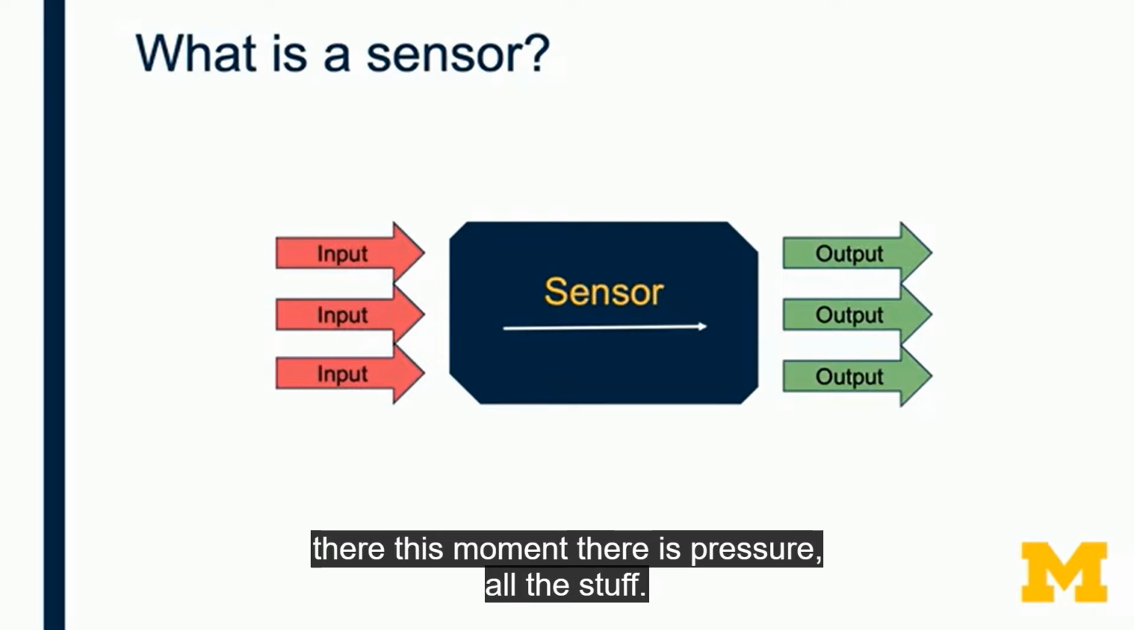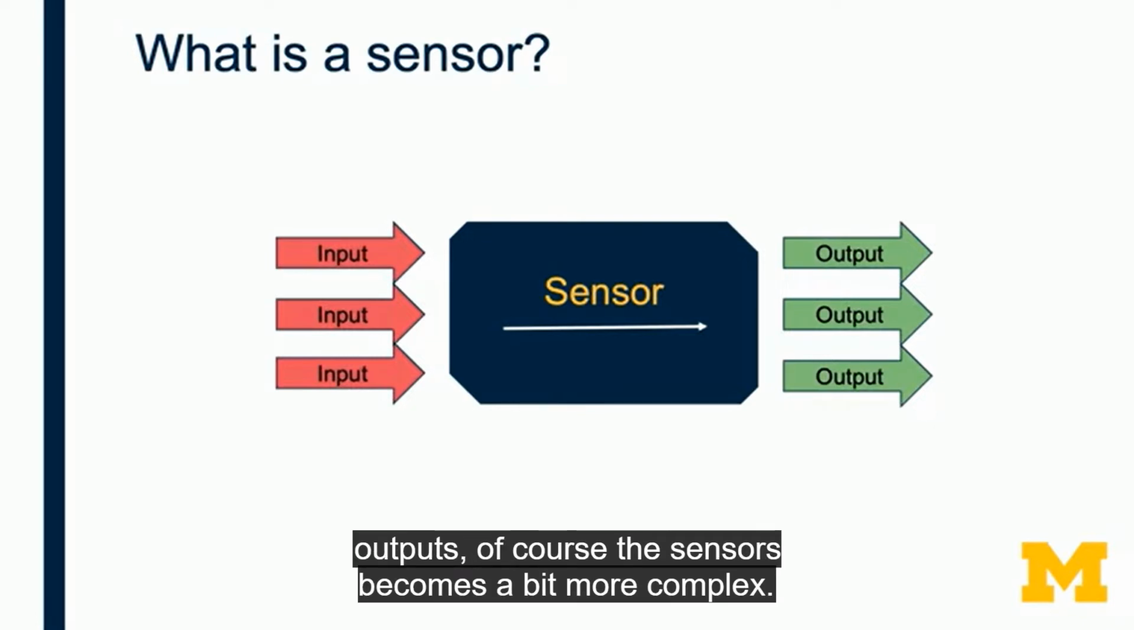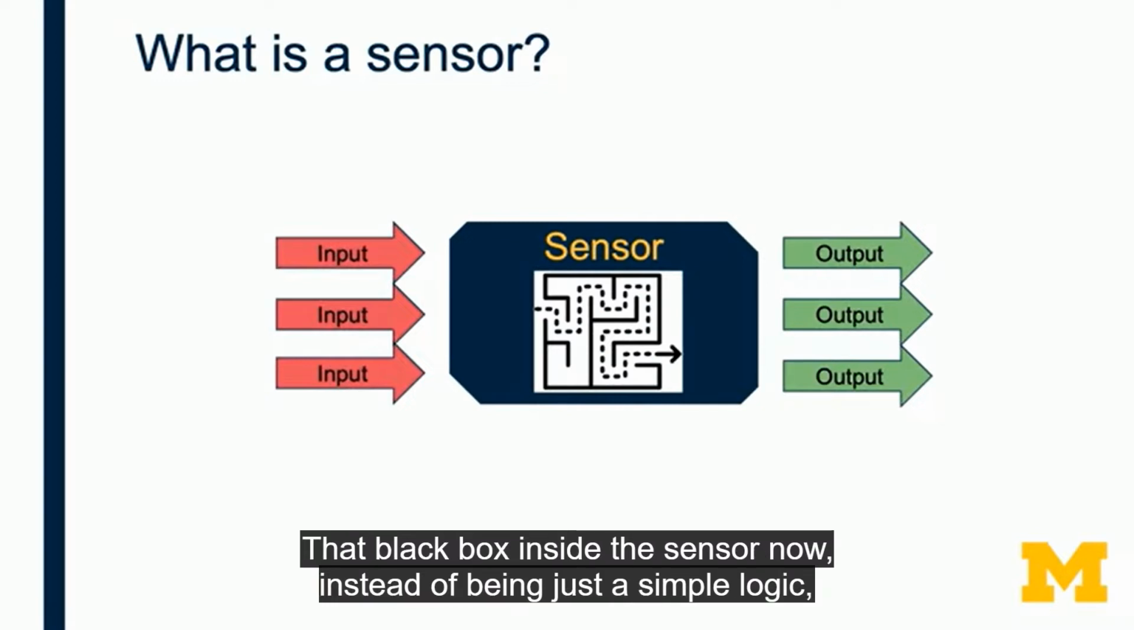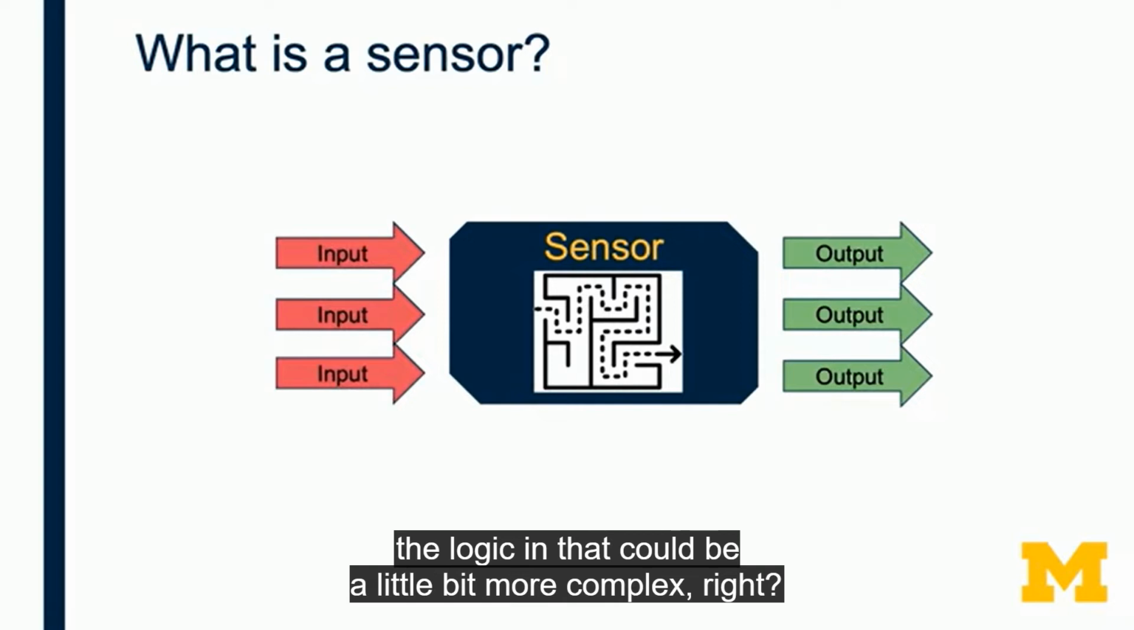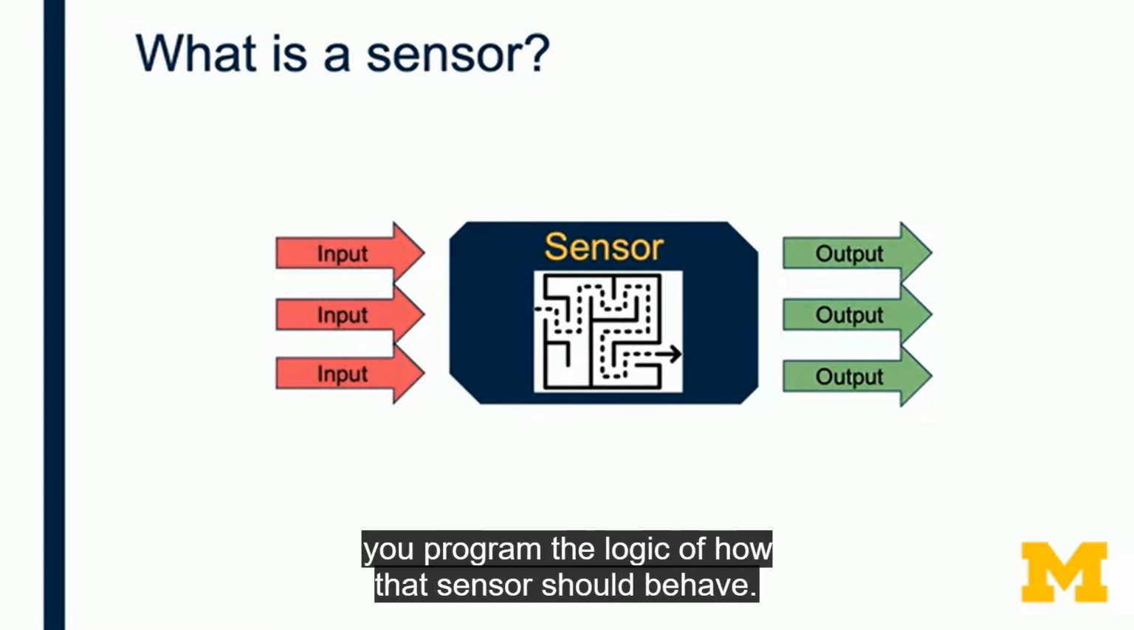So when you take multiple inputs and convert them into multiple outputs, of course, the sensor becomes a little bit more complex. That black box inside the sensor, instead of being just a simple logic, could be a little bit more complex, right? And that's what is captured in the microprocessor chip, where you program the logic of how that sensor should behave.